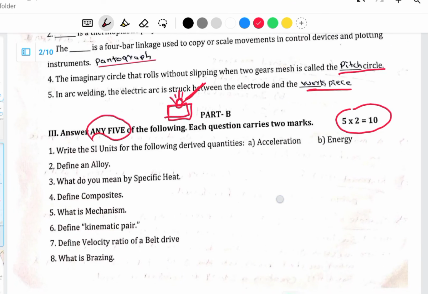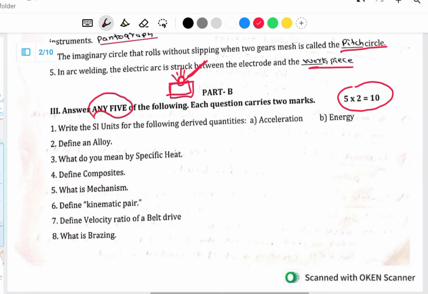So this is about the first half. Now let us discuss part B. In part B there are 2 mark questions. You have to answer any 5. I will explain all. The first one is: what is the SI unit for a derived quantity? So you need to understand what a derived quantity is and what the fundamental units and derived units are.